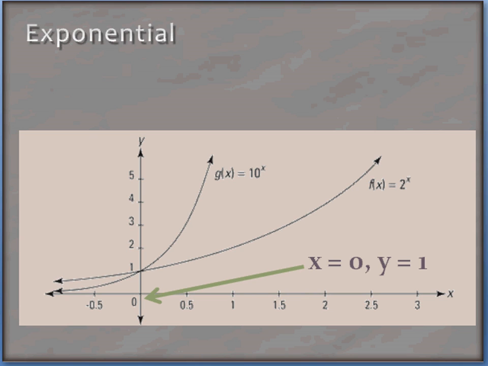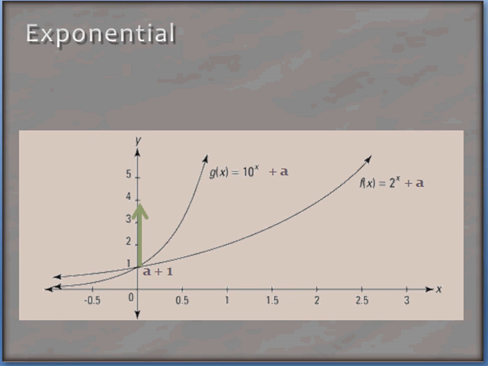As we discussed, the y-intercept of the function is always at y equal to 1. However, if you add a constant to the function so that you have a function a raised to the power of x plus a constant, then the y-intercept of the function will now be 1 plus the value of the constant.